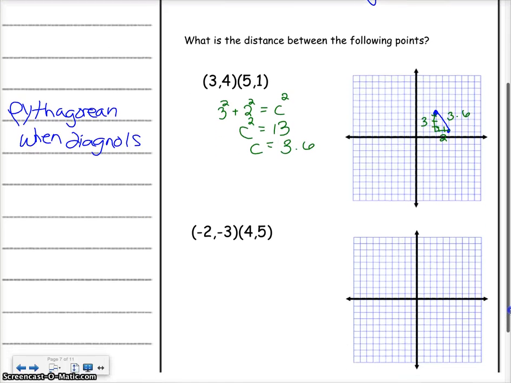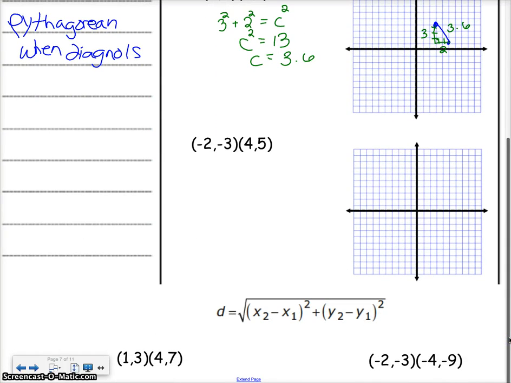Okay, next one. Let's find the distance between (-2, -3) and (4, 5). So I'm going to plot the points, (-2, -3) and (4, 5). Do I need to use Pythagorean's theorem? Yeah. Why? Diagonal. So it looks like a hypotenuse. You just don't see the triangle yet, but you can create one.